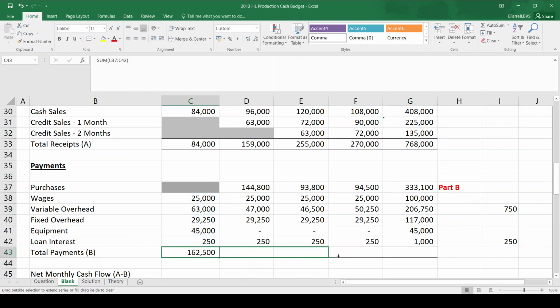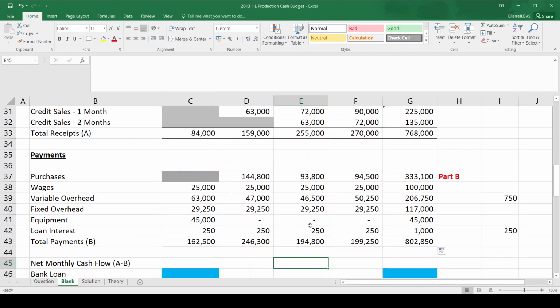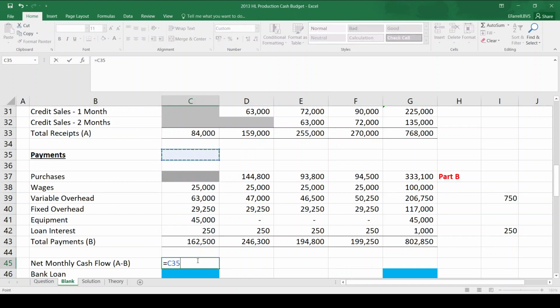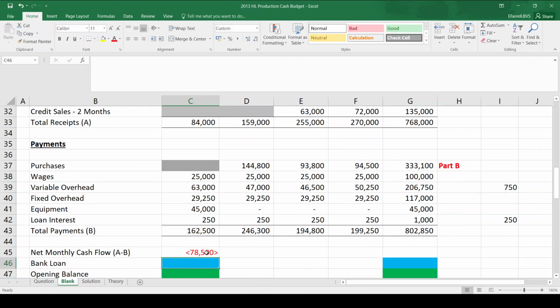162,500 is the first month, add them all, and in total they come to 802,850. Now I have to work out my net monthly cash flow. So this is basically just to see will we be up or down each month. So you can see here in January I'm getting in 84,000, paying out 162, so I'm going to be down. So each month I'm simply getting my receipts and taking away my payments. And I'm going to do that the whole way across.